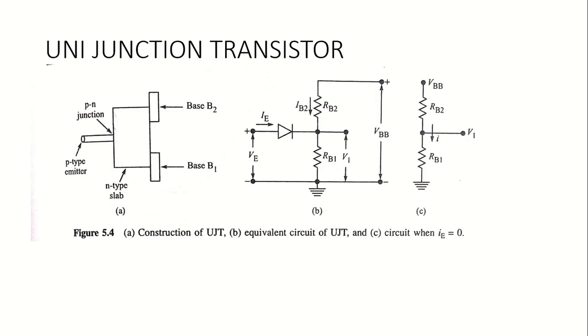Now coming to the operation of this device. The PN junction diode conducts only when it gets a sufficient positive voltage, which is the emitter voltage here. For example, when IE is 0, when the emitter current flowing through this diode is 0, the circuit is simplified as shown in figure C. Since IE is 0, this becomes an open circuit and we won't get any current flow through the diode. The diode will be purely reverse biased right now.